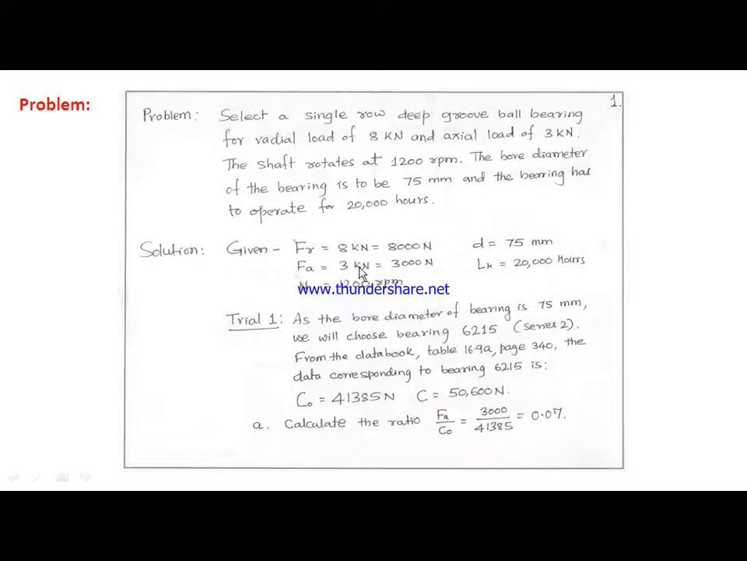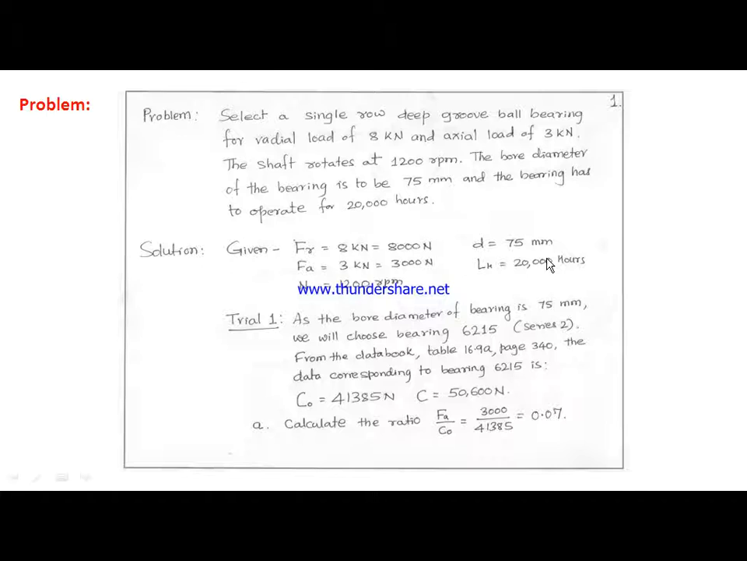Now all the given things are listed here. The radial load is 8 kN, axial load or the thrust load is 3 kN, the speed of the shaft 1200 rpm, the bore diameter of the bearing 75 mm, also it is equal to the shaft diameter, and the bearing has to operate for 20,000 hours, that is LH, life of the bearing in hours.